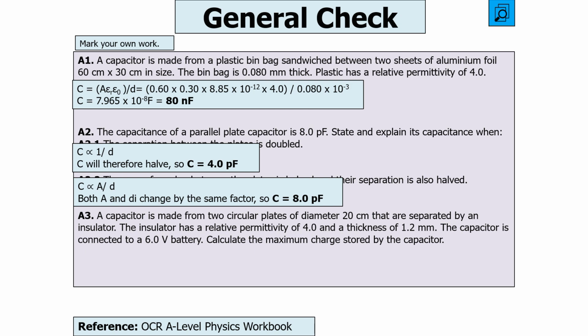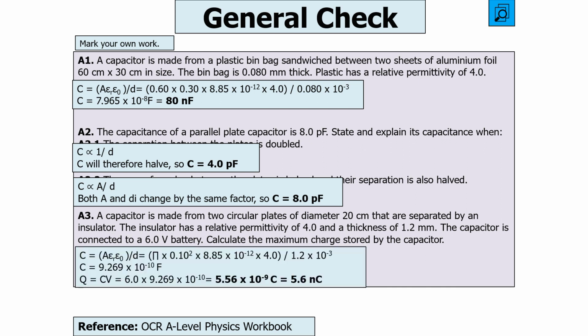Now we can see that the area is going to be just for one of the plates, so we do πr². Now we've got the diameter in centimeters, so we convert that to a radius, which is 10 centimeters, and then convert it into meters, so 0.10 meters. Pop in all the values, work it through, and we get 9.2 × 10⁻¹⁰ farads. We can then work out our charge stored by saying Q equals C times V. We've just worked out the capacitance, we know the voltage because it's given in the question, and we get 5.6 nanocoulombs.